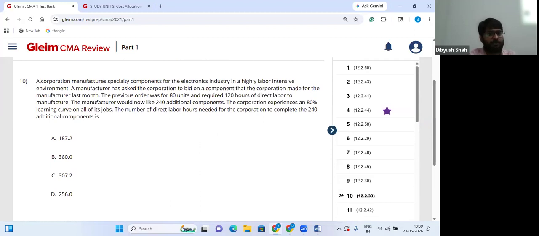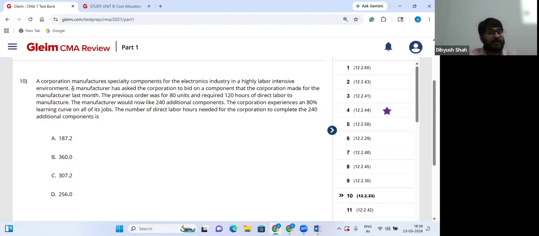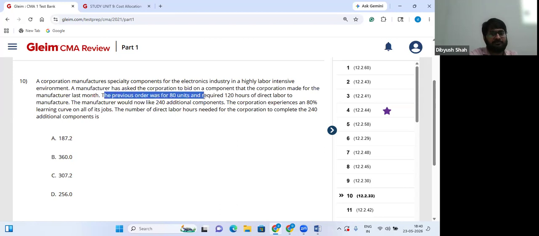See this. A corporation manufactures specialty components for the electronics industry in a highly labor-intensive environment. Useless. A manufacturer has asked the corporation to bid. Bidding. Tell us how much you can do it in. On a component that the corporation made for the manufacturer last month. So something was made last month. Previous order was for and required. This is your initial data. 80 units, 120 hours.